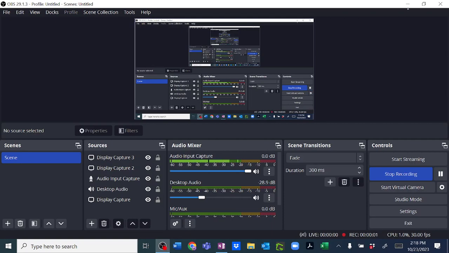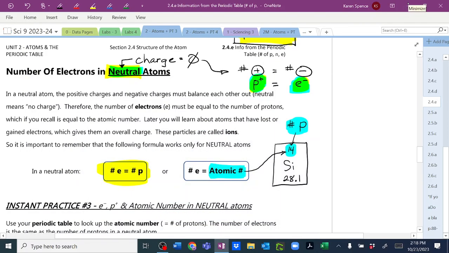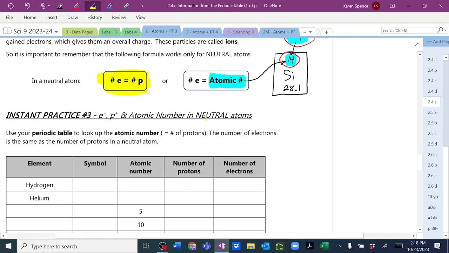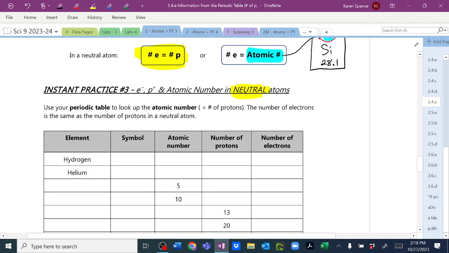Okay, so we know that the atomic number is at the top of the periodic table. We know that the atomic number is also the number of protons. We know that in a neutral atom, the number of protons equals the number of electrons. So what we're going to be doing is filling this in for neutral atoms, okay?